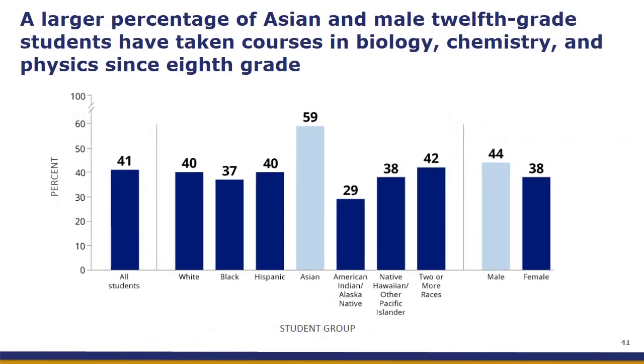We observed similar course taking patterns among the race ethnicity groups except for Asian students. Almost 60% of these students report taking all 3 science courses, significantly higher than any other racial ethnic group. Similarly, males reported taking all 3 science courses at a higher rate than their female counterparts.